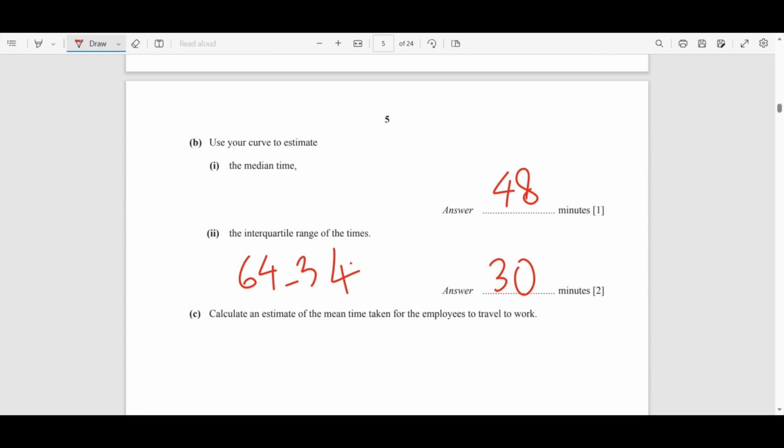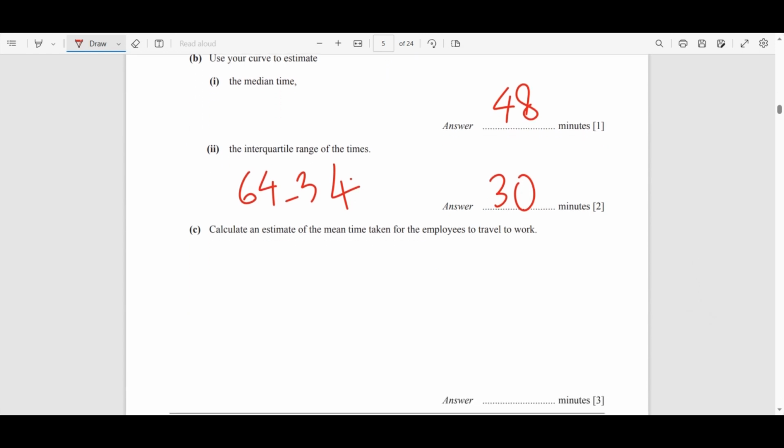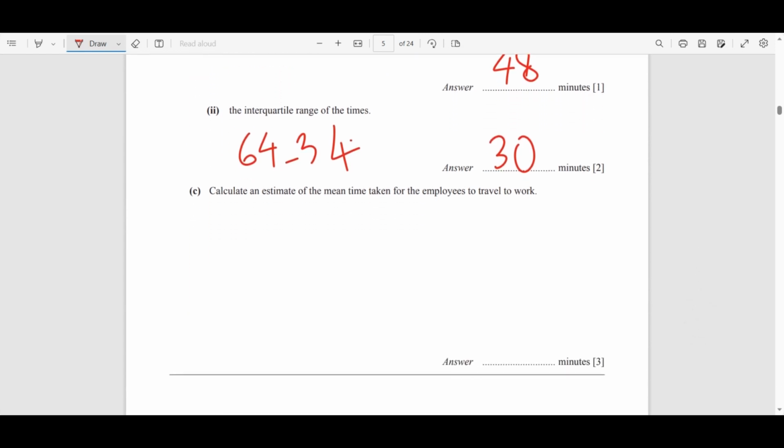And then either you take 63 to 65 correct answer, or you take the next value to be 30, in between 32 to 35. So 34 that we got, we're in good hands. Fine. Calculate the estimate mean for the time taken. Okay, so for estimated mean, I'll just quickly go to the table.